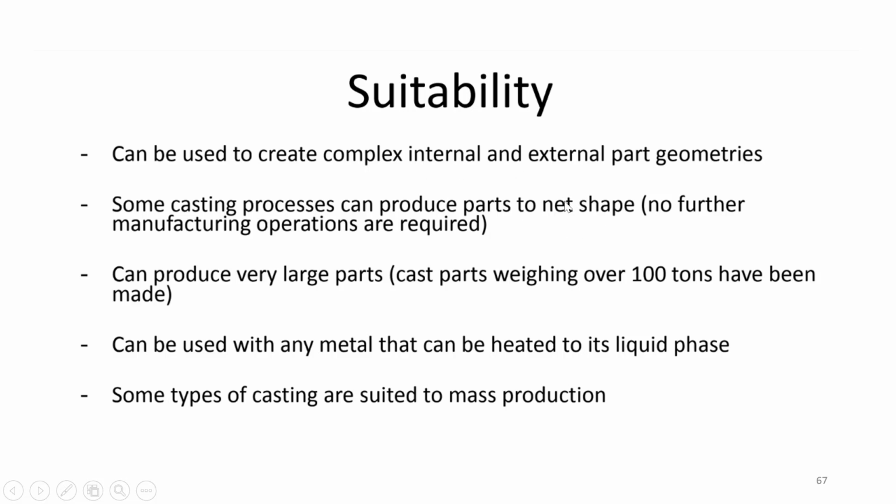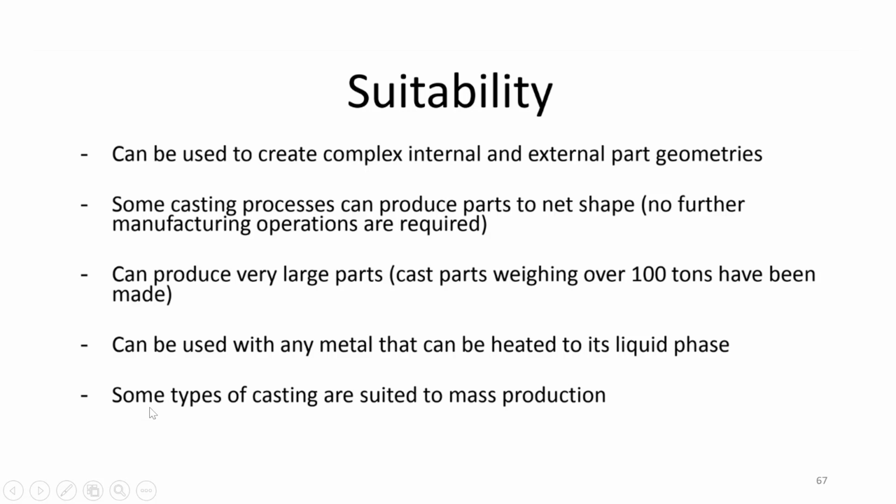Net shape means the final product doesn't require any machining. So no further manufacturing operations are required, and it can produce very large parts. Cast parts weighing over 100 tons have been made. It can be used with any metal that can be heated to its liquid phase.